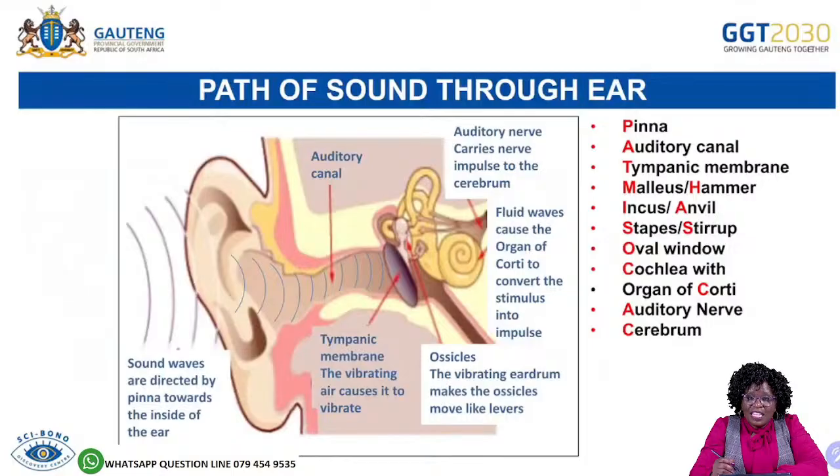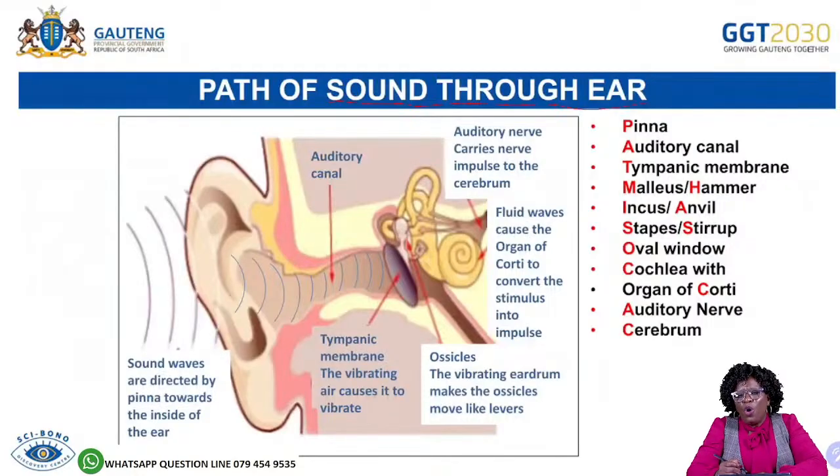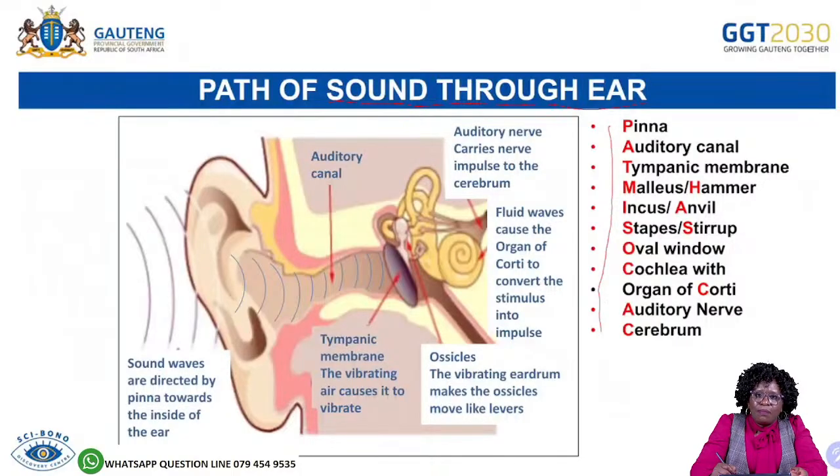This is your live grade 12 learners. We are now looking at hearing, the path of sound through the ear. It is very important for you to know the exact different parts or regions and know the names of the parts of the ear as the sound comes from outside, which is trapped by the pinna. And you must know this order, because it is going to allow you to get marks.